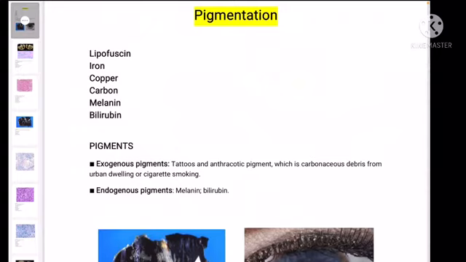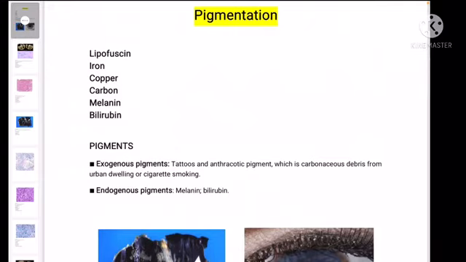Pigmentation. Anthracotic pigmentation: they are saying this is carbonaceous debris from urban living or cigarette smoking. This causes accumulation of carbon. Endogenous pigments include melanin and bilirubin.